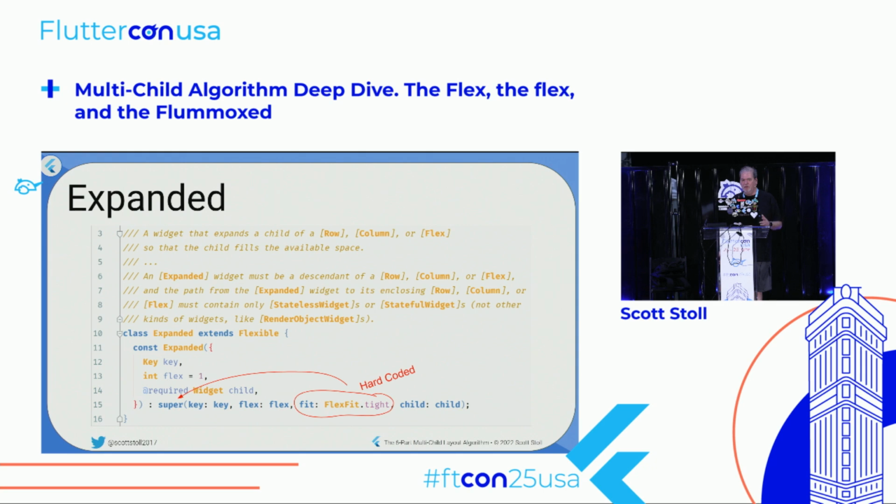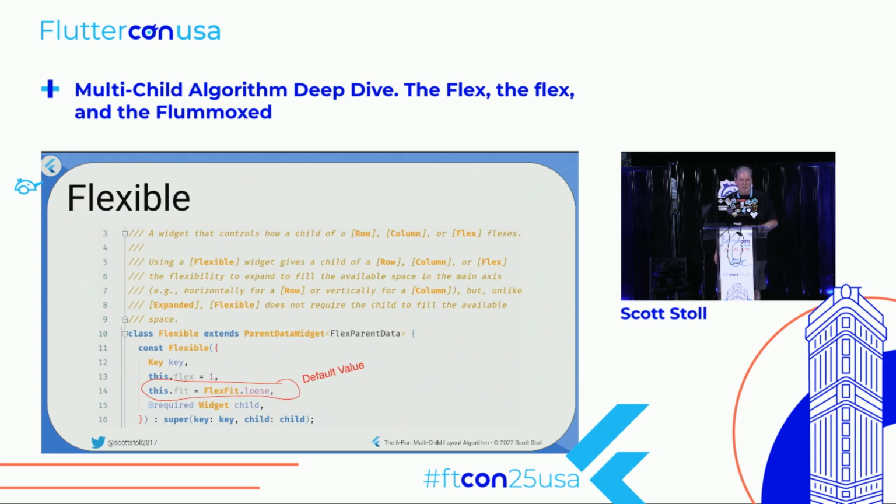Okay, now remember, a flexible typically has a flex fit set to loose. Now, here we're calling the super constructor, and it extends the flexible, as we said. So what makes it an expanded? And the only thing that makes it an expanded at all is that the flex fit is set to tight. That is the only difference between an expanded and a flexible. Right there.